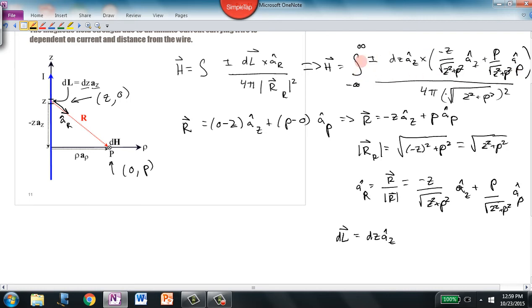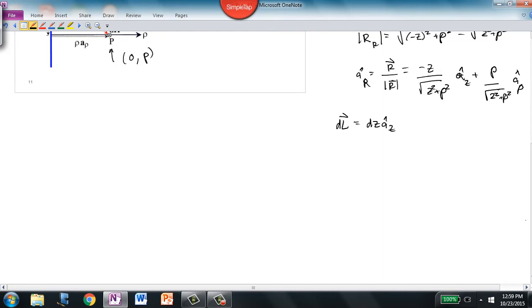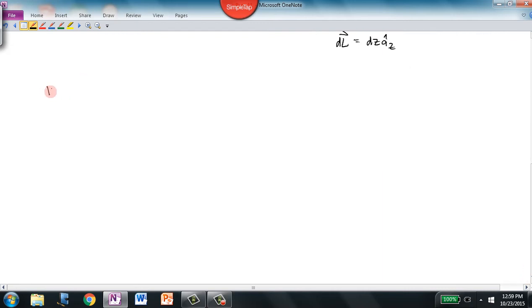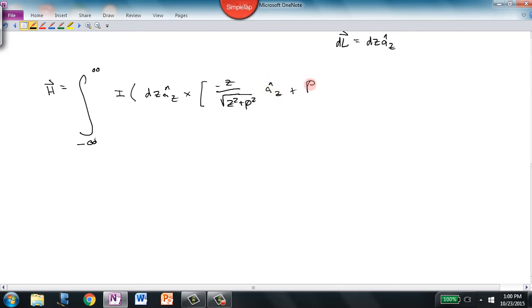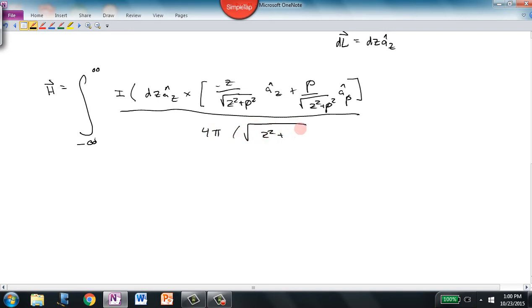So now the fun part begins. I have to solve this integral. And I'm just going to rewrite it so it's all on one screen down here. We've got the magnetic field strength is given by the integral from negative infinity to infinity of I times the vector cross product of dz a hat z crossed with minus z over the square root of z squared plus rho squared a hat z plus rho over the square root of z squared plus rho squared a hat rho. And all of that needs to be divided by 4 pi times the square root of z squared plus rho squared, squared. So this is the integral that we've got to solve.